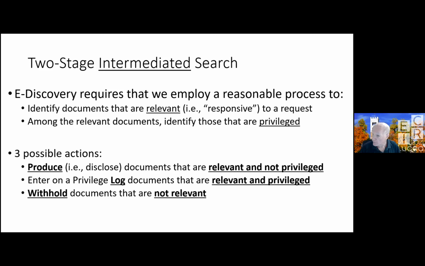So we put them on a privilege log and we give you the privilege log that tells you about their existence. Or if they're not relevant at all, it doesn't matter if they're privileged. We never have to review it for privilege. The not relevant documents we don't have to give. Okay, so it's a three-stage process.